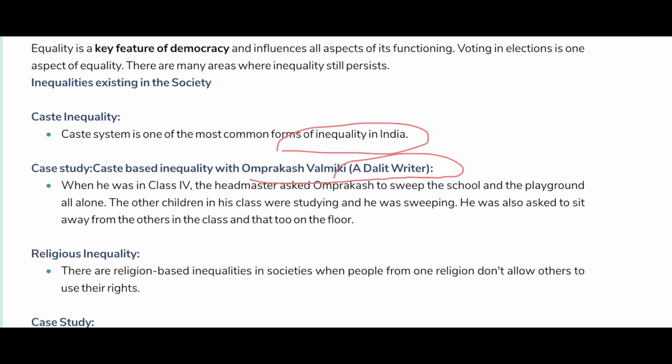When he was in class 4th, the headmaster asked Om Prakash to sweep the school and the playground all alone. The other children in his class were studying and he was sweeping. He was also asked to sit away from others in the class and that too on the floor.